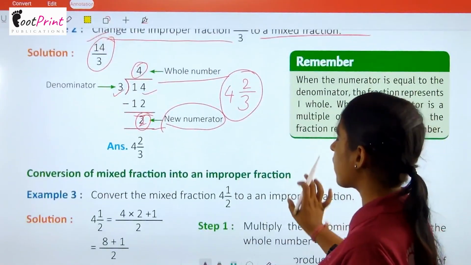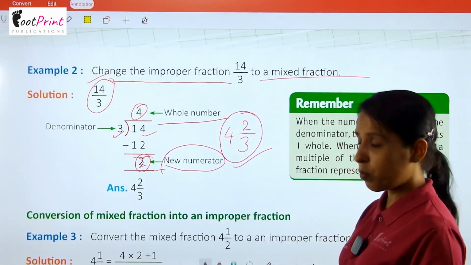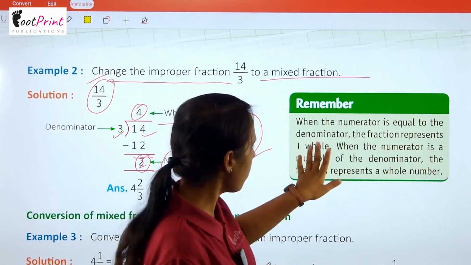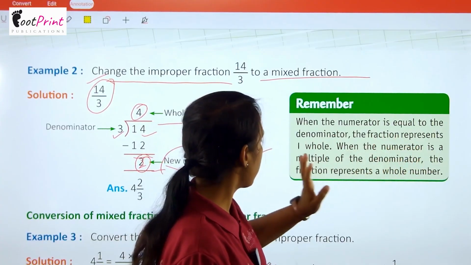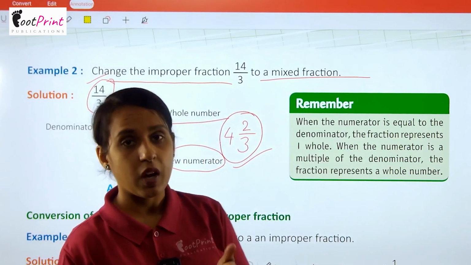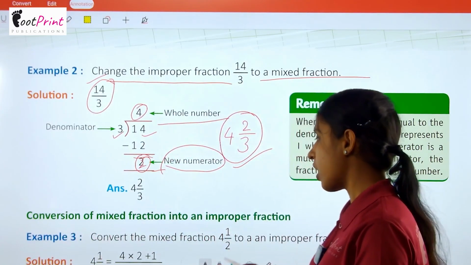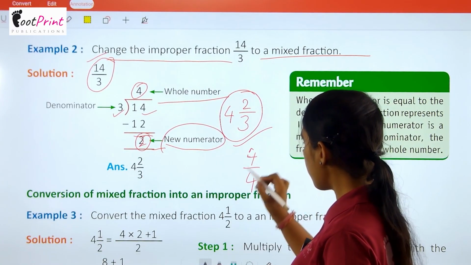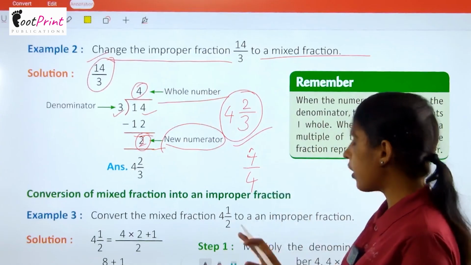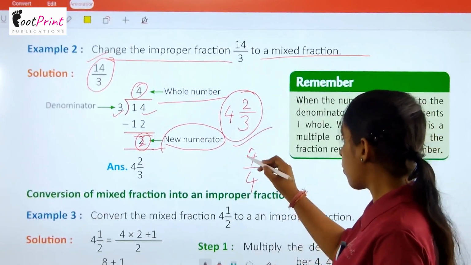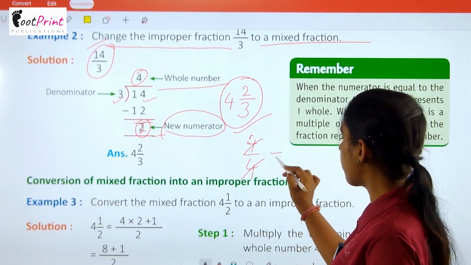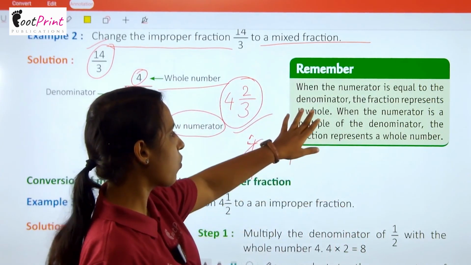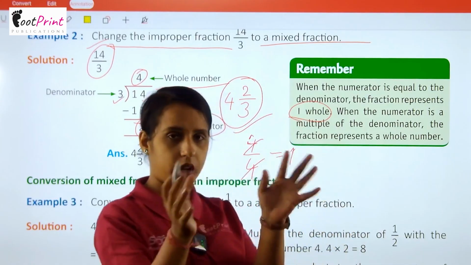तो हम इसको कैसे लिख सकते हैं, 4 whole 2 by 3. And we also remember that when the numerator is equal to the denominator, the fraction represents one whole. कि जब numerator and denominator same होंगे, means 4 upon 4. So numerator and denominator same है, that is 4. So जब हम इसको करते हैं 4 1s are 4, तो जब भी numerator and denominator same होगा तो वो किसको दिखाएगा, one whole को, एक पूरे को दिखाएगा.